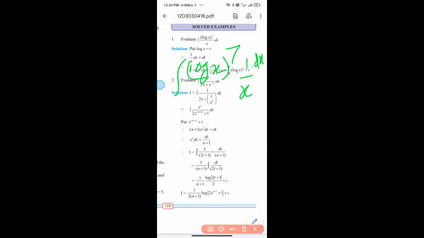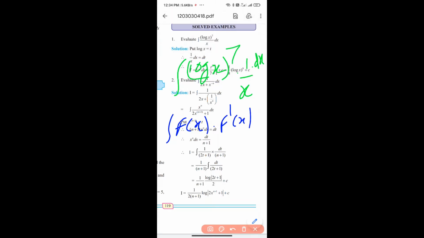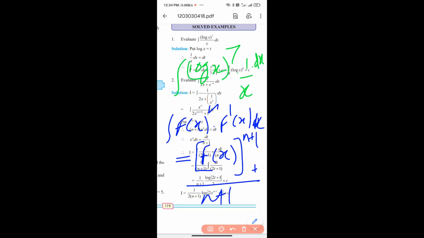Now the corollary that we had was integration of f of x raised to n into f dash of x dx is equal to f of x whole raised to n plus 1 divided by n plus 1 plus c.